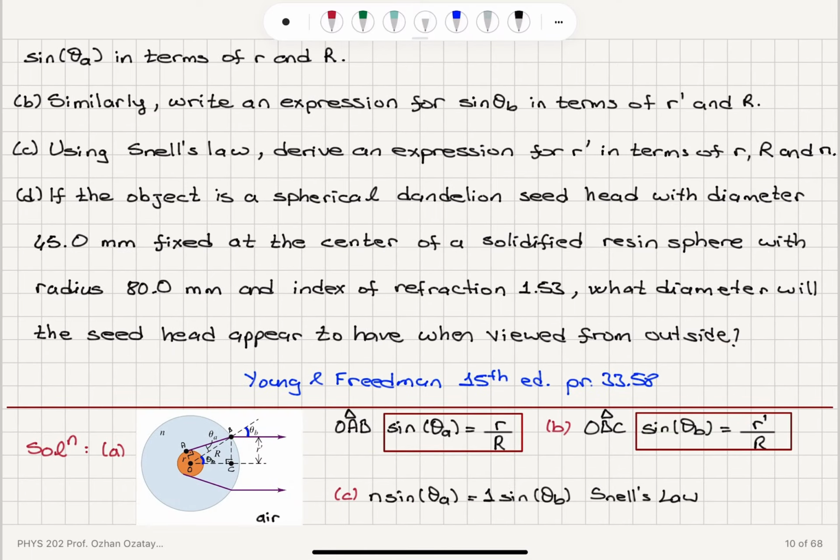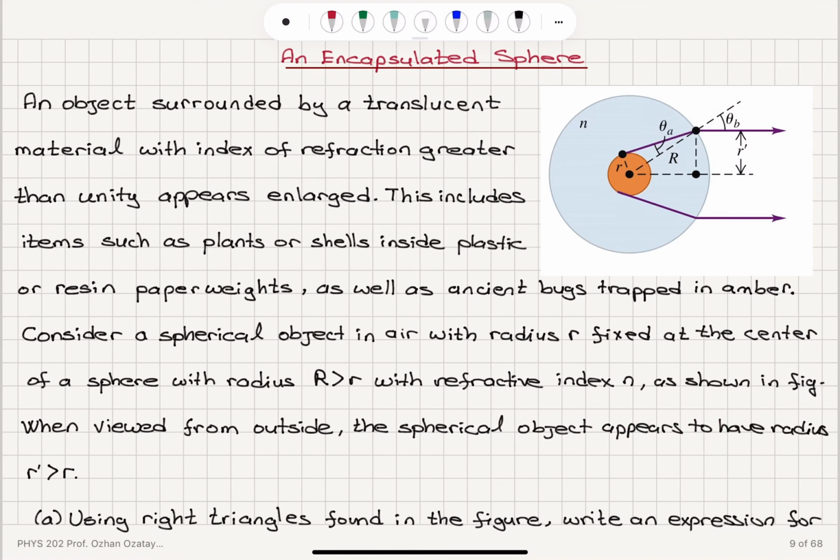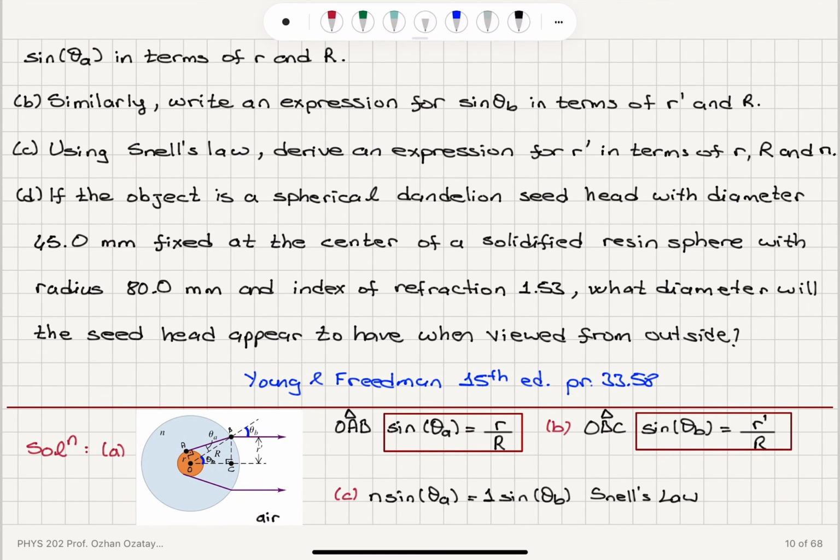Okay, so we have an encapsulated sphere that is surrounded by a material with index of refraction n greater than unity. Now this sphere, when viewed from outside, appears to be larger. So it has a larger diameter and larger radius. So using right triangles, using this triangle here, we can write sine theta A is r divided by capital R. And since theta B is also this angle here, sine theta B is equal to r prime divided by capital R. So those are parts A and B.